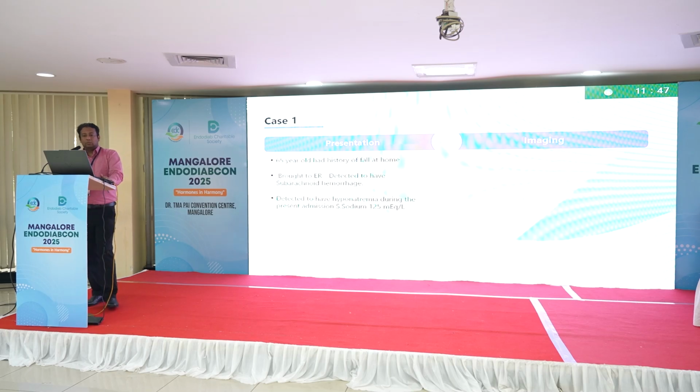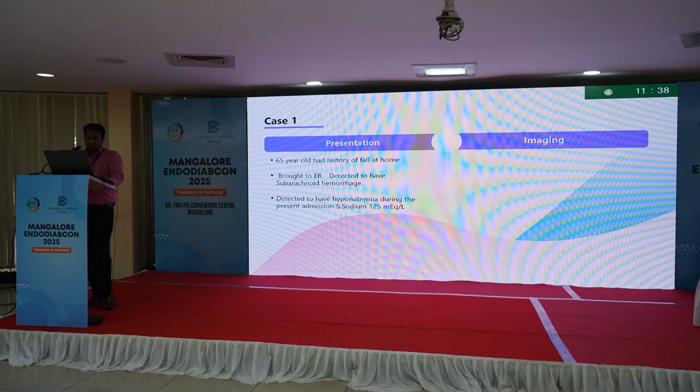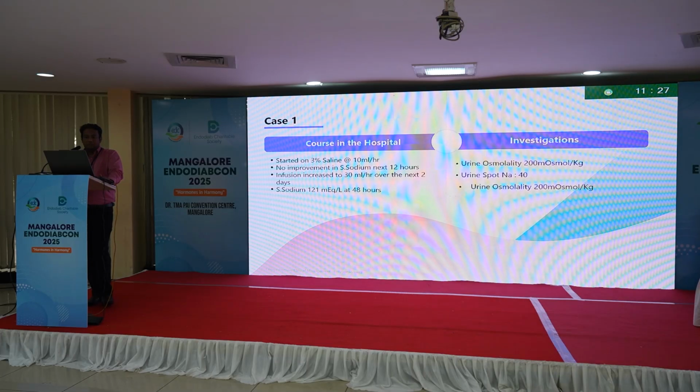A 65-year-old lady had a fall at home, was brought to the ER, found to have subarachnoid hemorrhage, and was subsequently admitted under neurosurgery. During admission, the patient was a little drowsy, and sodium was 125. This is the MRI. It shows a hematoma, subdural hemorrhage and subarachnoid hemorrhage. During the hospitalization, for the low sodium and drowsiness, she was started on 3% saline, and there was no improvement in the sodium. In the next 48 hours, sodium still remained around 121, and the patient had been receiving 30 ml per hour continuously for the last one day.